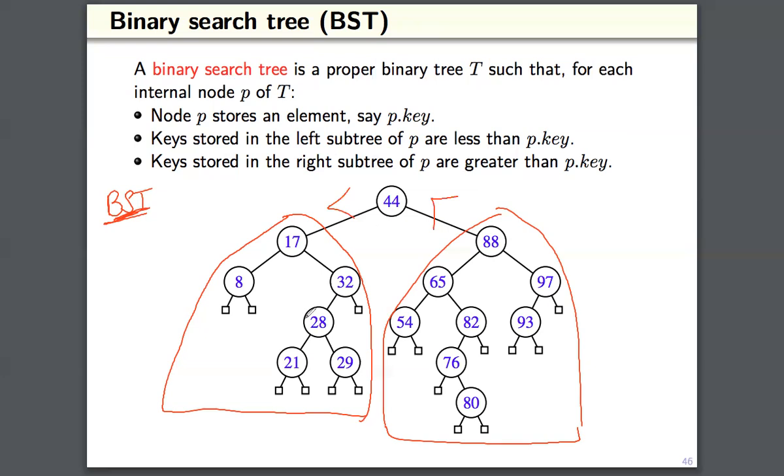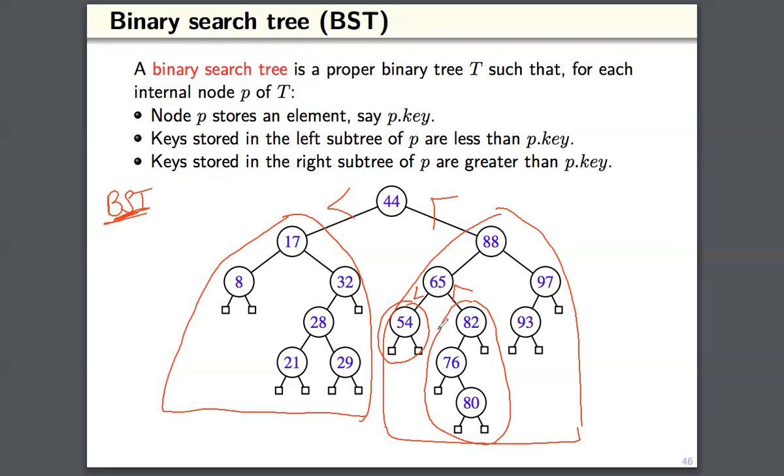And this is true for any node. Okay, what about 65? All the nodes in the left subtree of 65 are less than 65. All nodes in the right subtree of 65 are greater than 65. So do you see this property everywhere, for each and every node? It is satisfied. Okay, so this is the core property of a binary search tree.